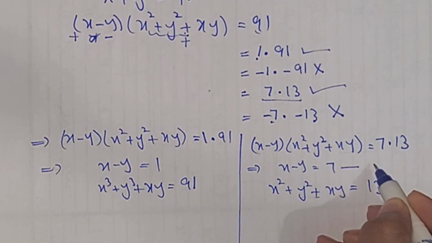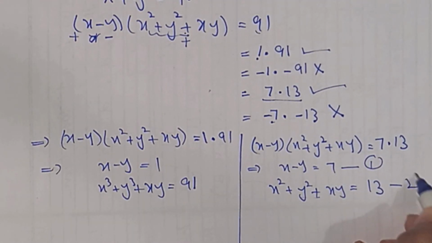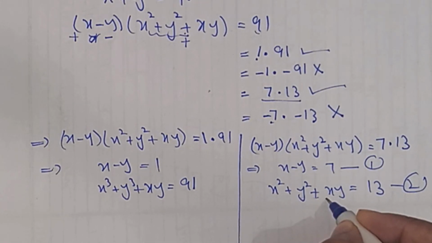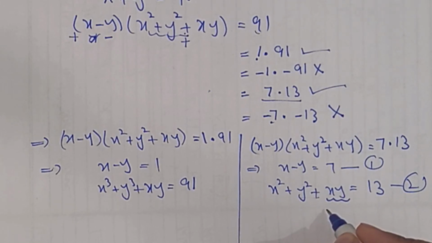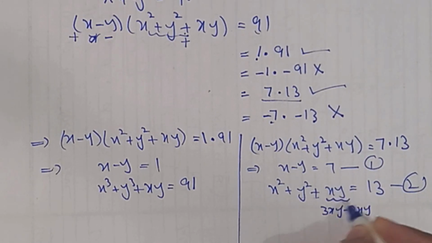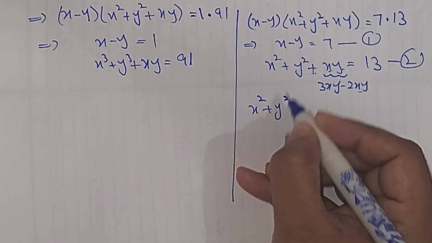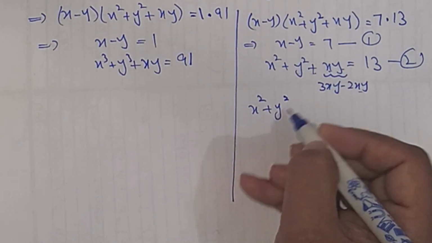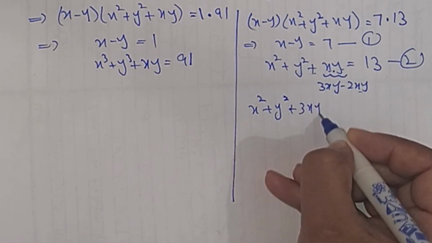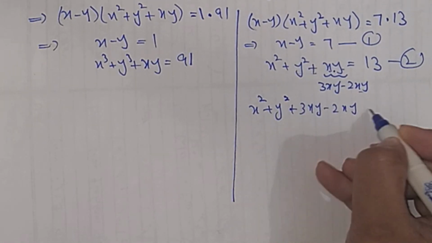We call this equation number 1 and this equation number 2. Look at equation number 2. We write this positive product of xy as 3 times xy minus 2 times xy. If you solve this, we get the product of xy. We write this as x square plus y square plus 3 times the product of xy minus 2 times the product of xy.